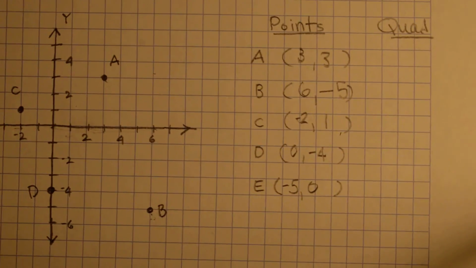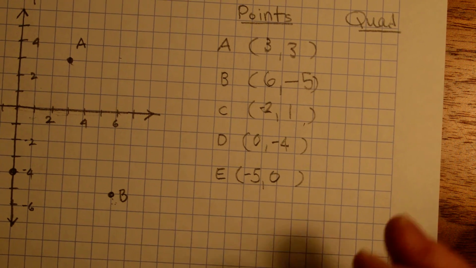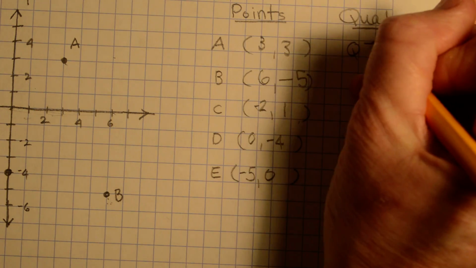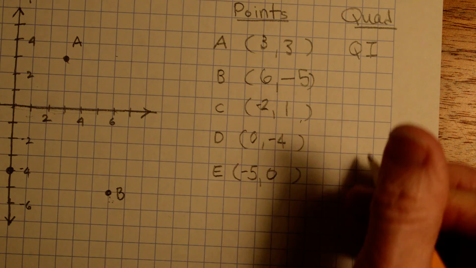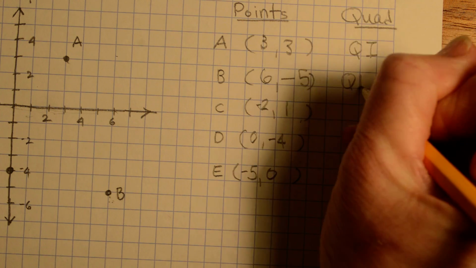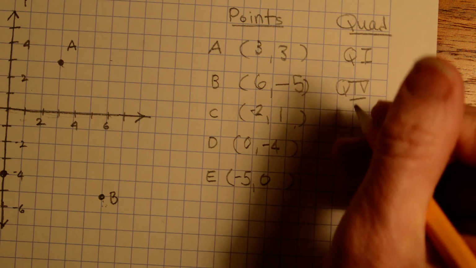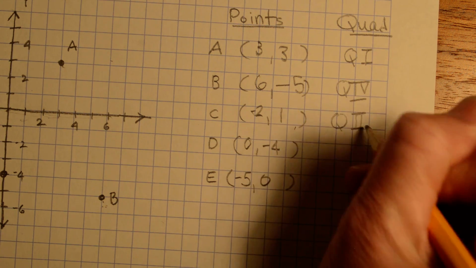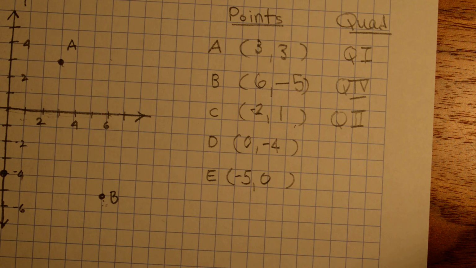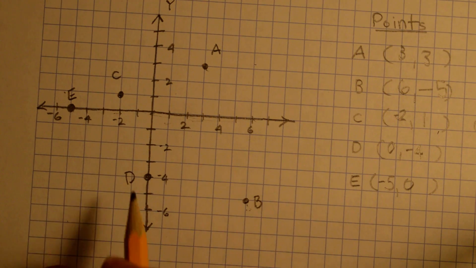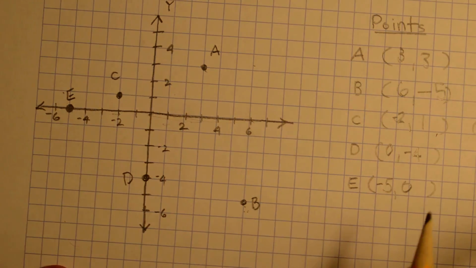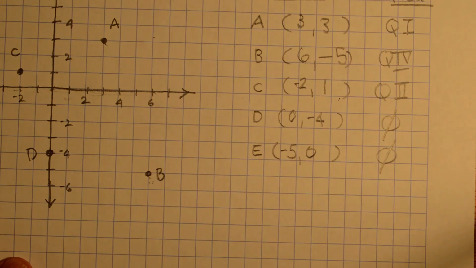All right, and then as for the quadrants, A is in quadrant 1, B is in quadrant 4, C is in quadrant 2, D is not in a quadrant because it's on the y-axis, so that's not relevant right there. And same thing with E, it's not in a quadrant, it's on the axis, so that's not relevant there.